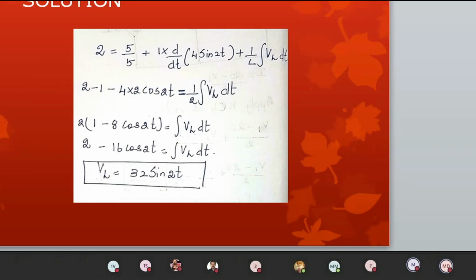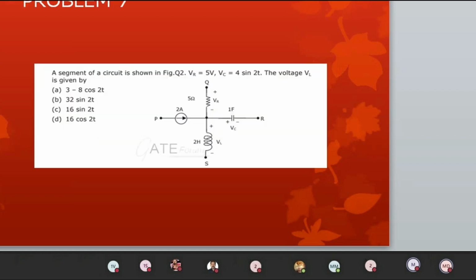Here I'm using current entering the node is equal to current leaving the node. A perfect application of Kirchhoff's current law. What is the current entering the node? 2 amps. The current has 3 paths for leaving: current through the resistor, current through the inductor, and current through the capacitor.